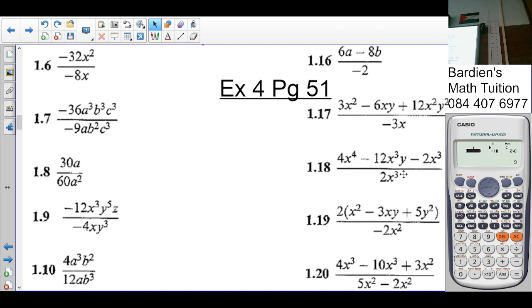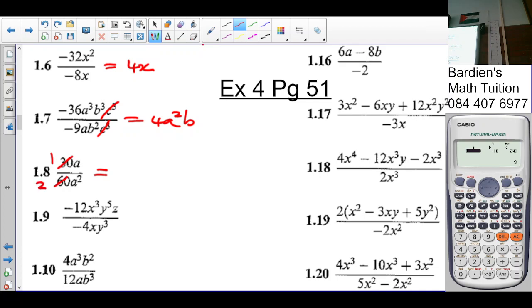1.6. What's your answer there? 4x is correct. The next one? 4a squared b, and the c is cancelled. Not so? Right, next. 1 over 2a. Correct. 30 goes into 60 twice. So it's 1 over 2. There's more a's in your denominator. 2 minus 1 is 1. So it's 1 over 2a. However, this a can never be written next to the 2 like that. It's only when it's in your numerator.